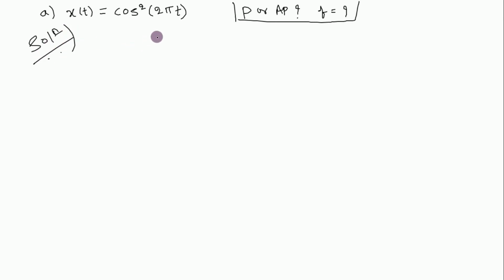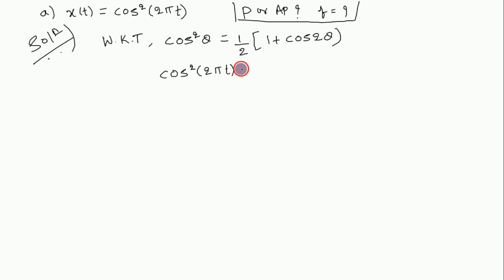Solution: we know from the trigonometric basics that cos square theta is given by 1 by 2 times (1 plus cos 2 theta). We have already studied this. We apply the same thing here. Cos square 2 pi t is given by 1 by 2 times (1 plus cos 4 pi t), since 2 into 2 pi t is 4 pi t.